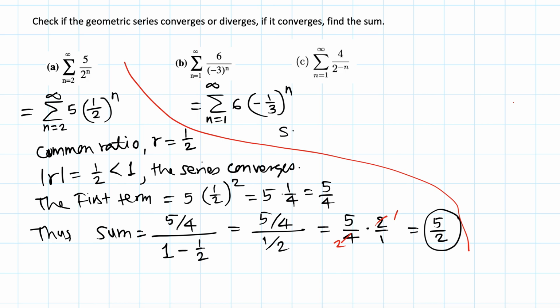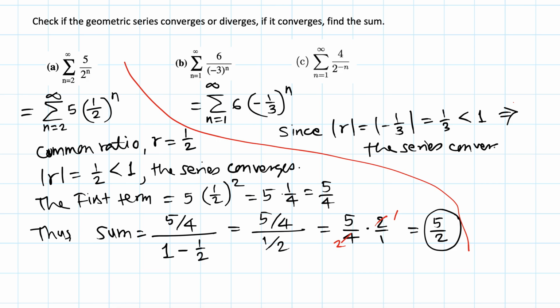We can see the absolute value of that common ratio, the absolute value of -1/3, is 1/3, which is less than 1. That means this series converges. Now we can find the sum.